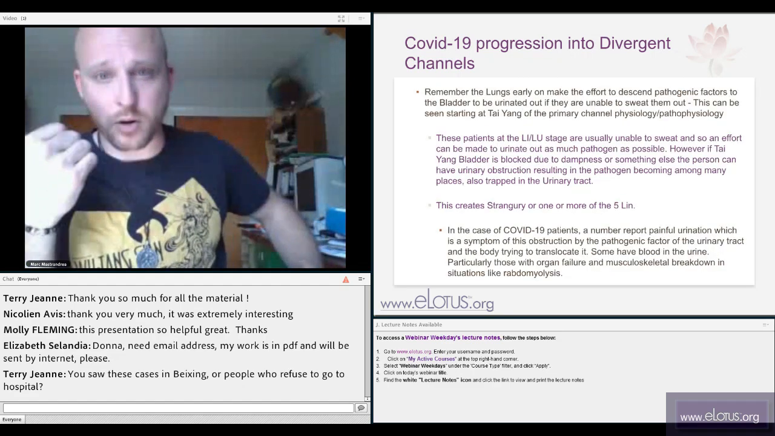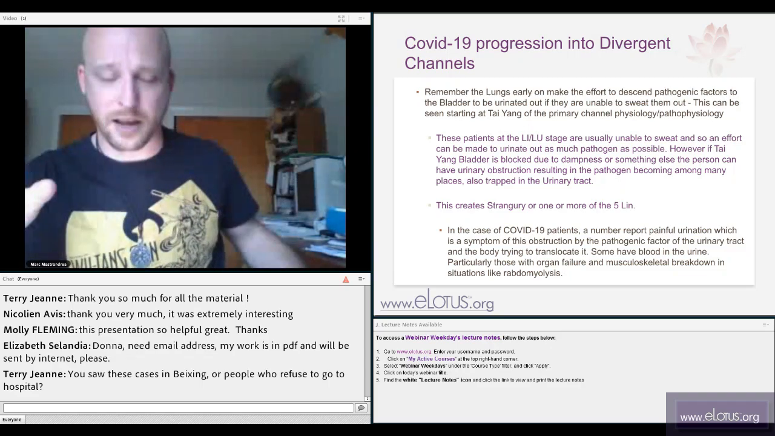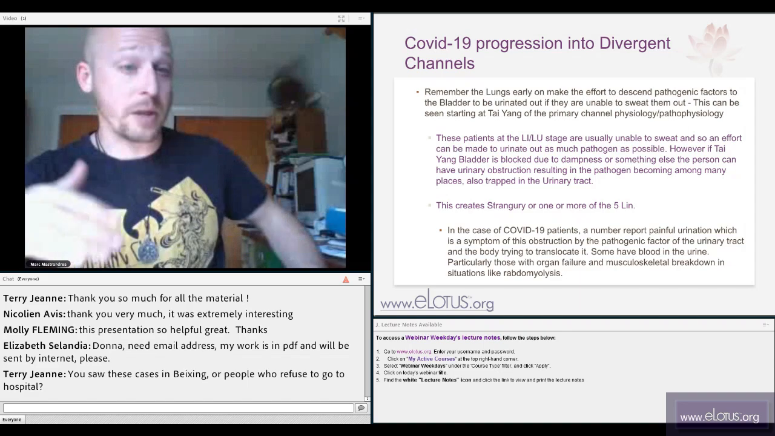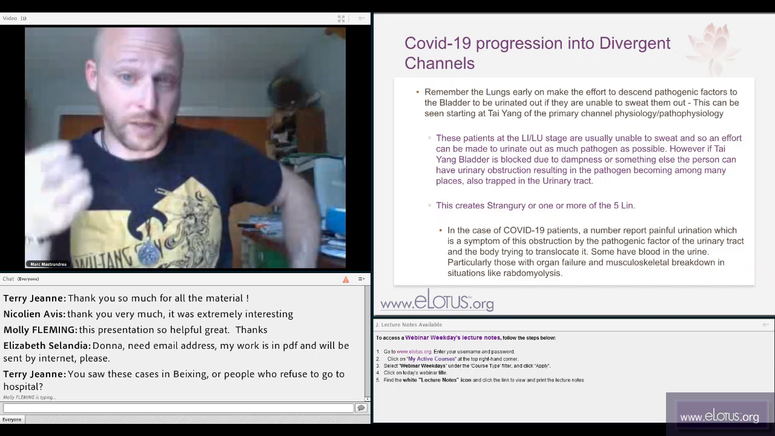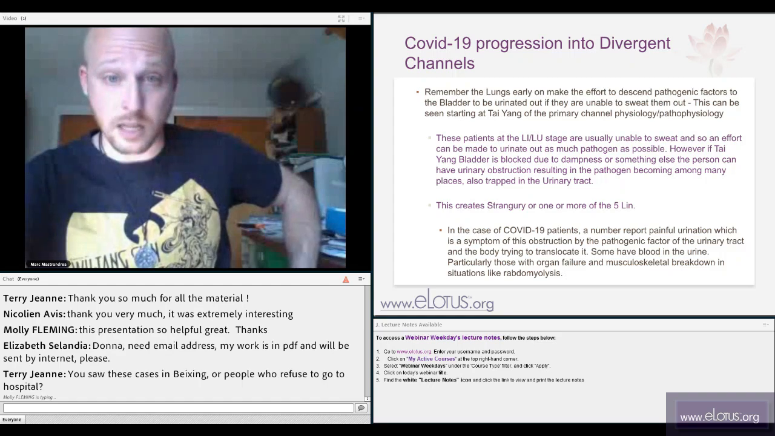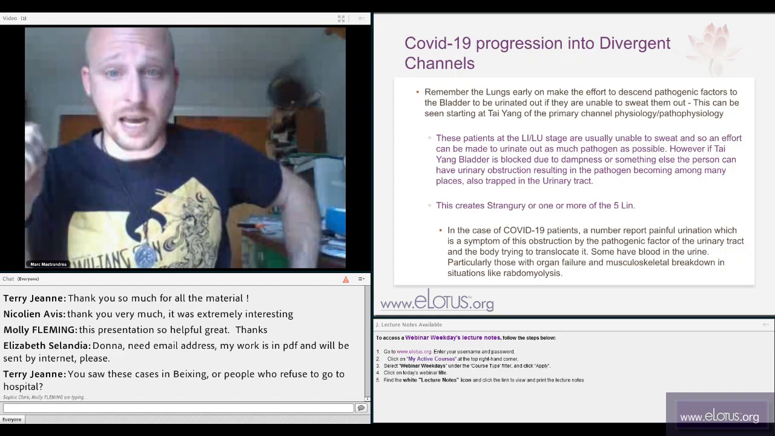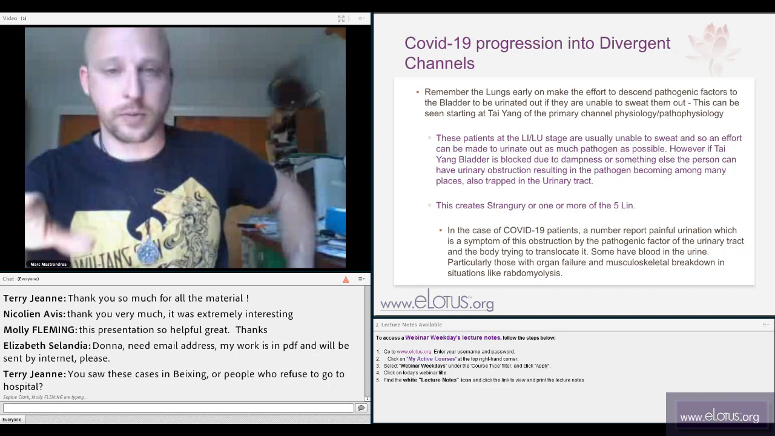So remember, the lungs make an early effort. This is a review from before. They make an early effort to descend the pathogenic factor to the bladder to urinate it out, or if they're unable to sweat it out. This can be seen starting at Taiyang of the primary channel in a physiological and a pathophysiological state. The patients in the large intestine and lung stage are usually unable to sweat, and so an effort can be made to urinate out as much as possible.